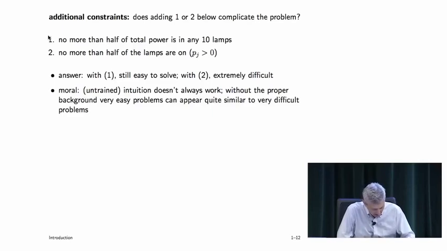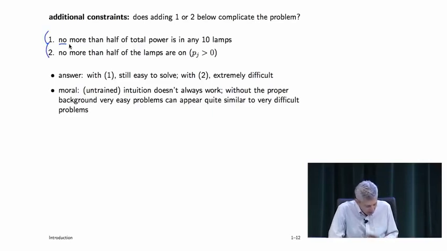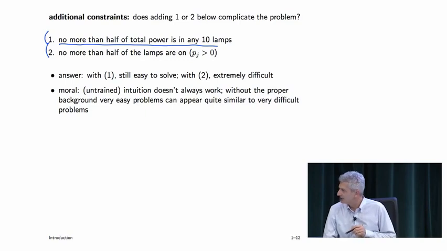Okay. But let's add some more constraints and see what happens. So we'll think about adding one of 2 constraints. Here's one. No more than half of the total power is in any 10 lamps. I have no idea why you'd have a constraint like that, but let's suppose you did, right?